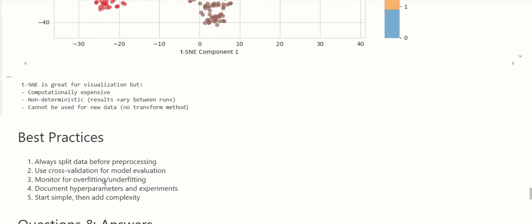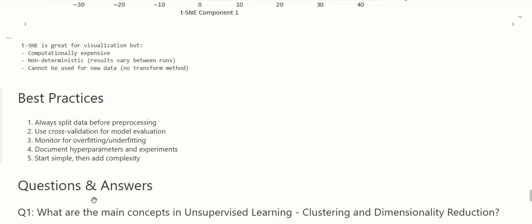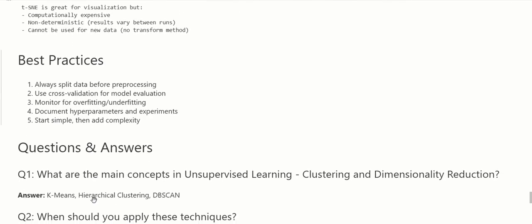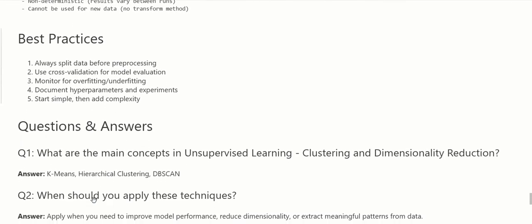For the best practices, always split data before preprocessing, use cross-validation for model evaluation, monitor for overfitting and underfitting, document hyperparameters and experiments, and start simple, then add complexity. In summary, use k-means for spherical clusters, hierarchical for interpretability, and DBSCAN for density and outliers.